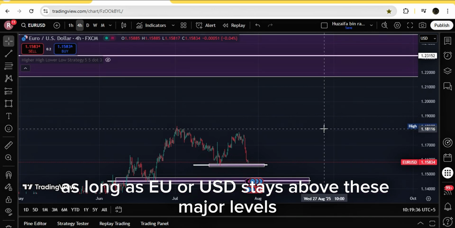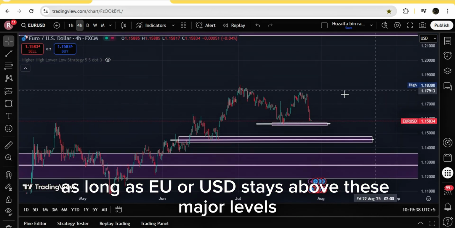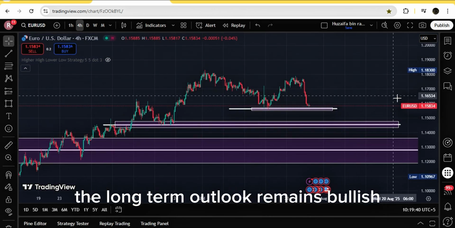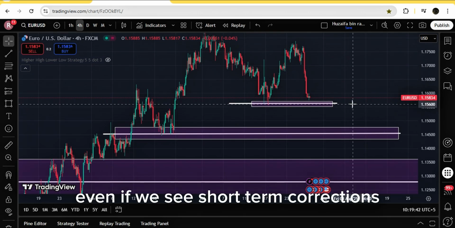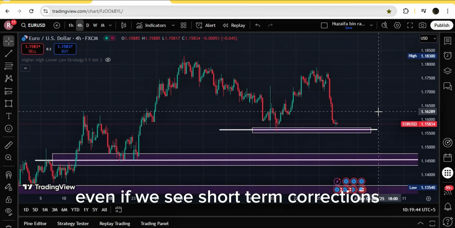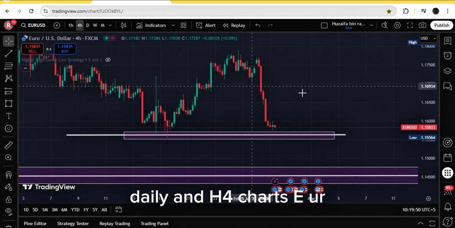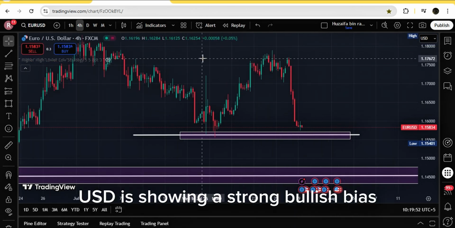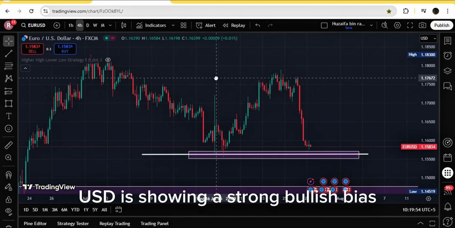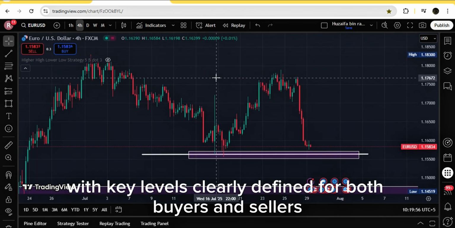As long as EUR USD stays above these major levels, the long-term outlook remains bullish, even if we see short-term corrections. So, looking at the overall structure across monthly, weekly, daily, and H4 charts, EUR USD is showing a strong bullish bias, with key levels clearly defined for both buyers and sellers.